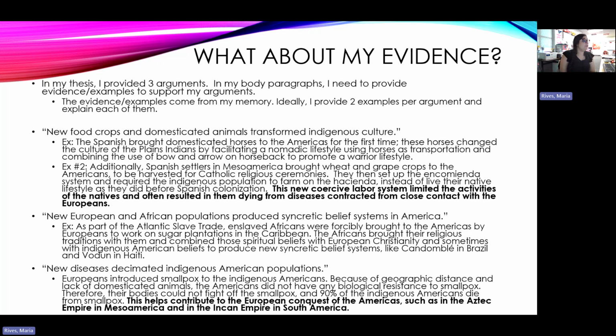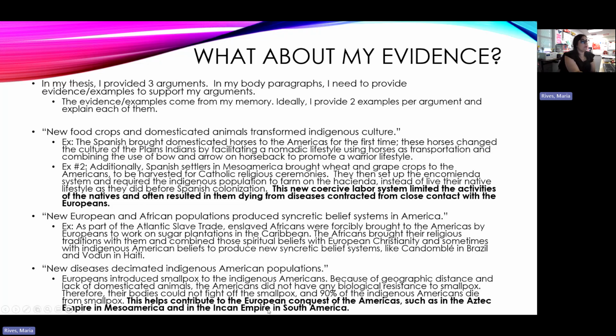My third body paragraph: new diseases decimated native populations. Europeans introduced smallpox to the indigenous Americans, that's a fact. Because of geographic distance and lack of domesticated animals, the Americans did not have any biological resistance to smallpox. Therefore, their bodies could not fight off the smallpox, and 90% of the indigenous Americans died from smallpox. I've given some background information and some causes of why smallpox was so harmful on the natives. And then I've showed an effect of it also.